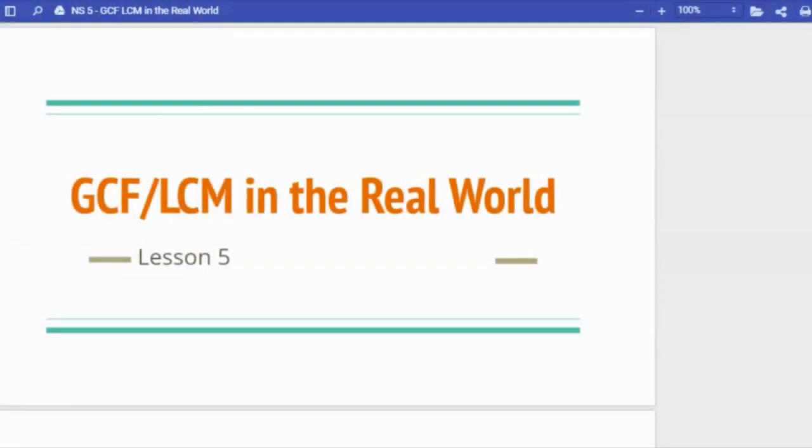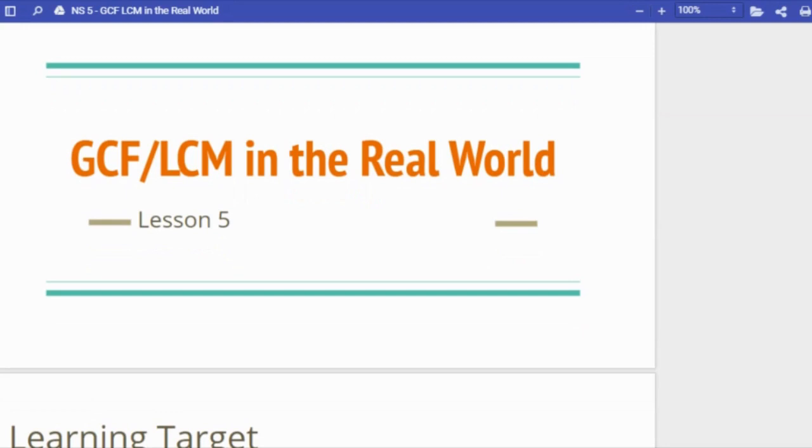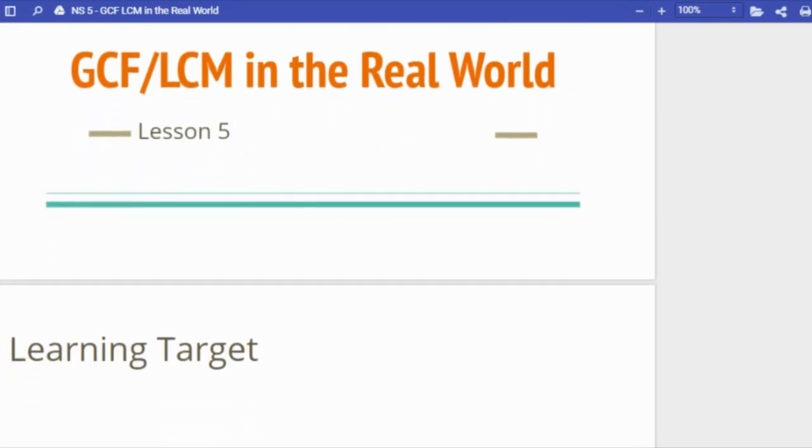Systems Lesson 5 called Greatest Common Factor and Least Common Multiple in the Real World. So this lesson is going to be a continuation of Number Systems Lesson 4. In Lesson 4, we simply found or identified the greatest common factor and the least common multiple. Today we're going to take that a step further and we're going to be working with greatest common factor and least common multiple in real world situations. So situations we would see maybe in everyday life.